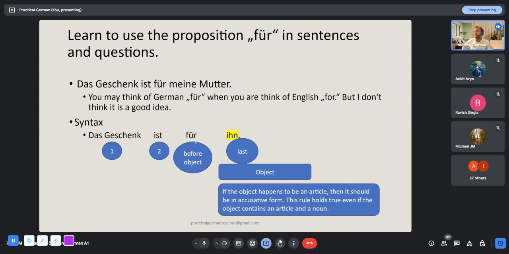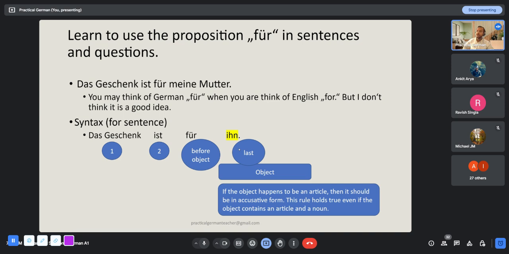Now in real life, instead of saying den Mann, you might say der Mann. People will know what you're trying to say, but of course they will know that your grammar is not good. So it's not that difficult to remember. Whenever you use für, remember after für it will be accusative. Any questions so far?